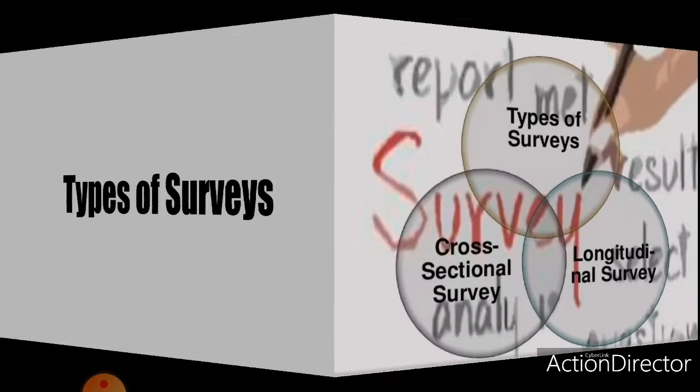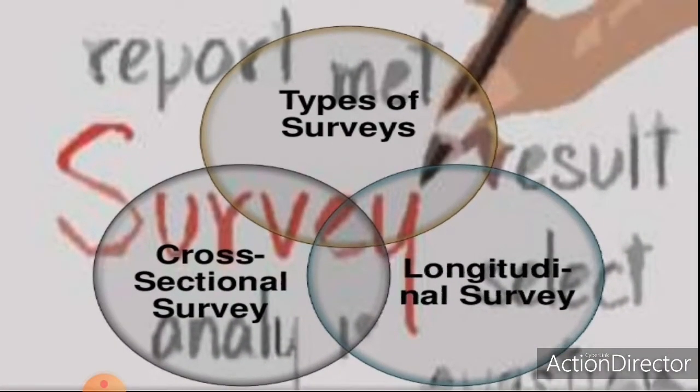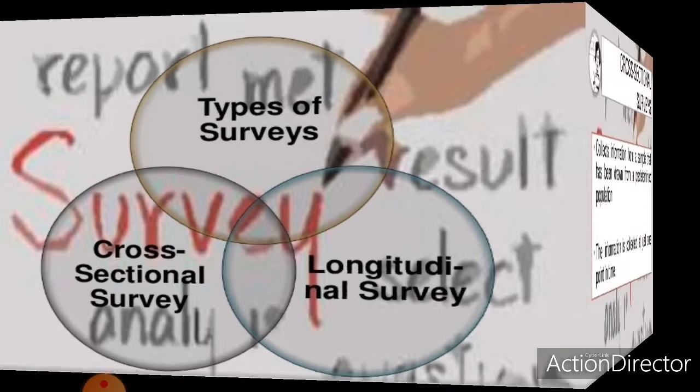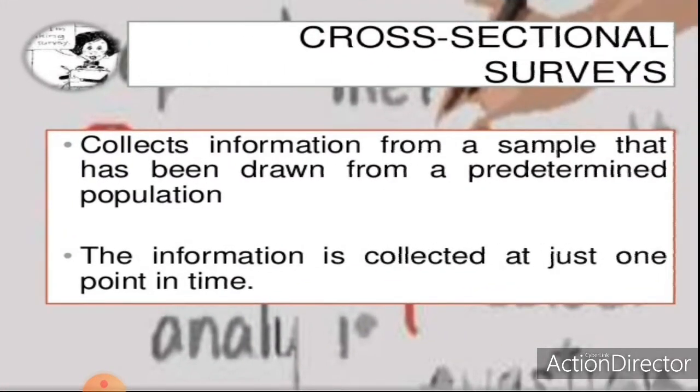Now we can discuss types of surveys. There are mainly two types of surveys. They are cross-sectional survey and longitudinal survey. So first we can discuss what is cross-sectional surveys.